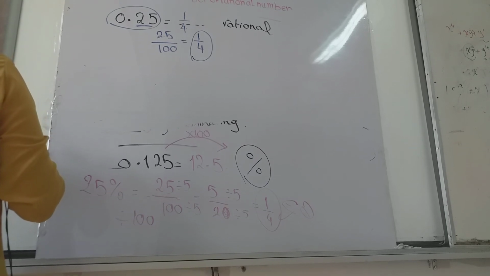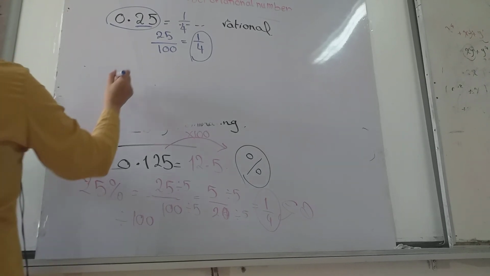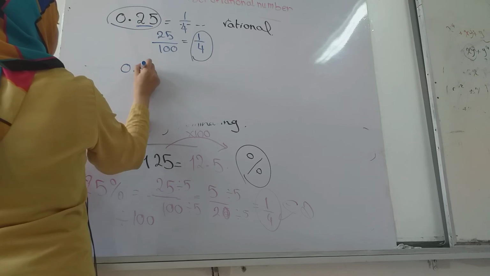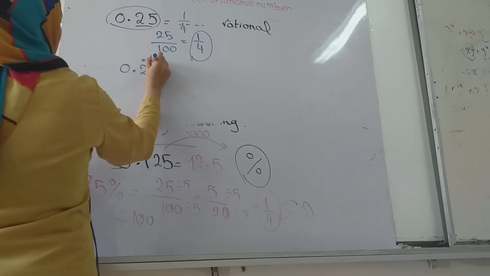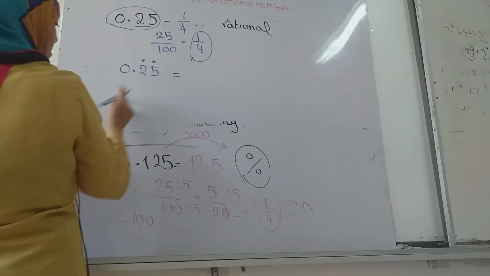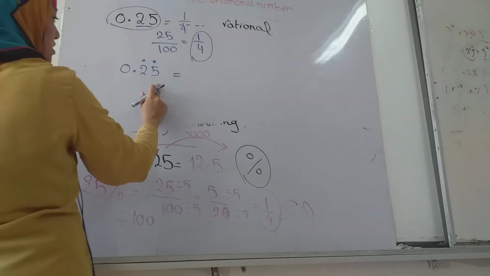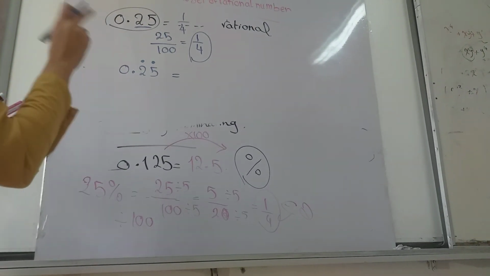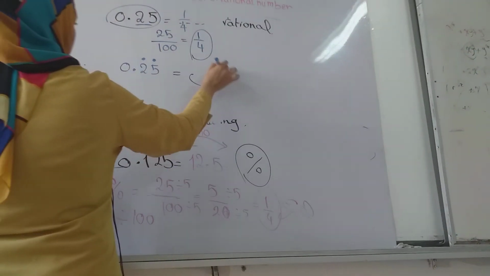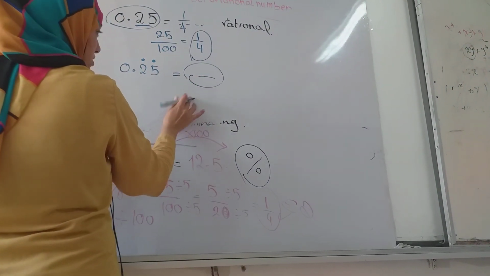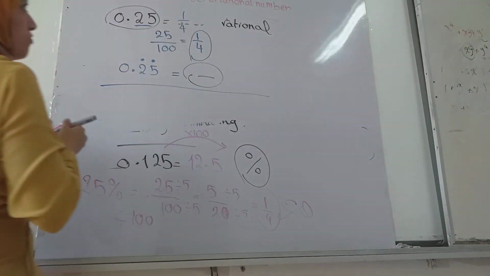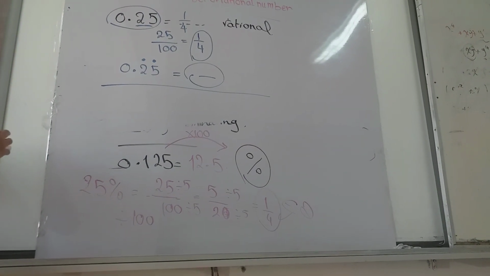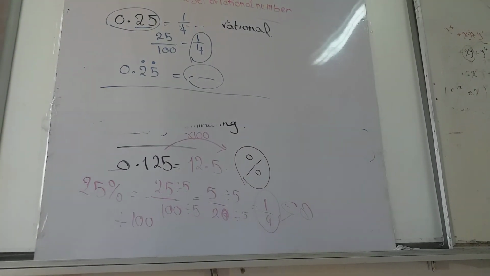And if they give me 0.25 with a decimal point over the repeated digits, this means recurring decimal, so we can write 0.25 25 25 and make the answer as a fraction. This is the first part of rational numbers, and the second part we will continue in the second session, inshallah.